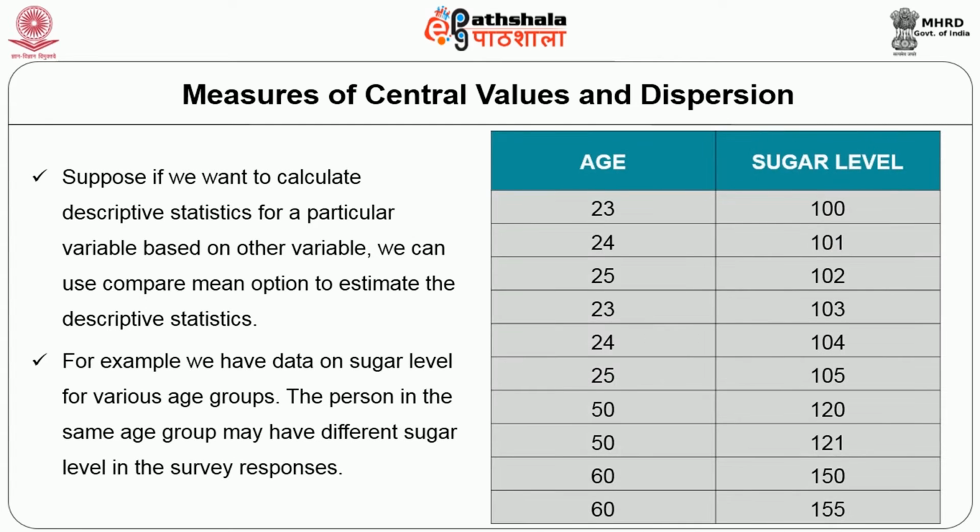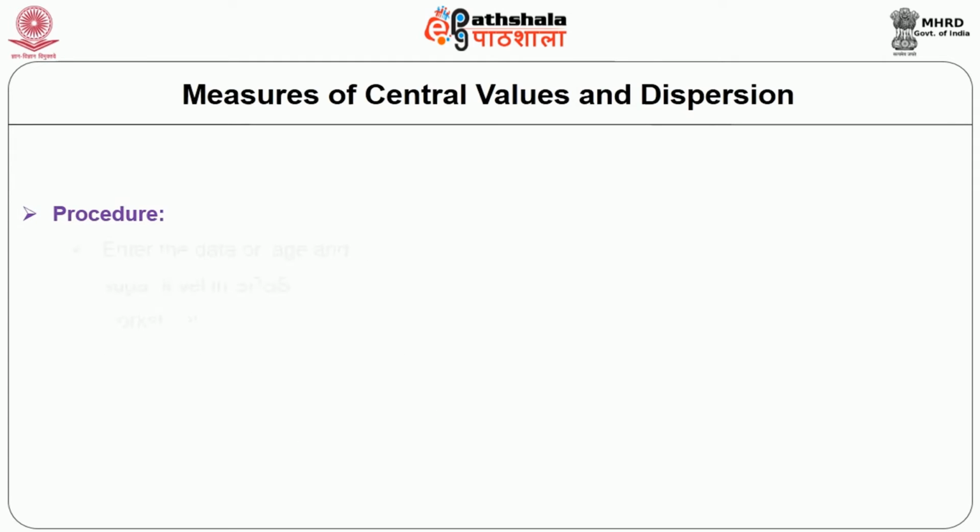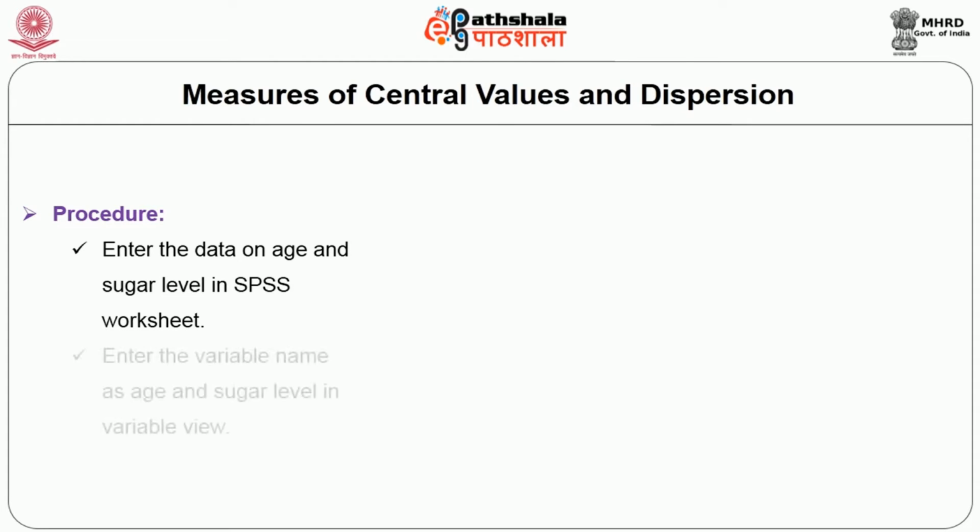For example, we have data on sugar level for various age groups. The person in the same age group may have different sugar level in the survey responses. The data are distributed as follows. The following is the procedure to calculate descriptive statistics for the above type of data. First one, enter the data on age and sugar level in SPSS worksheet.